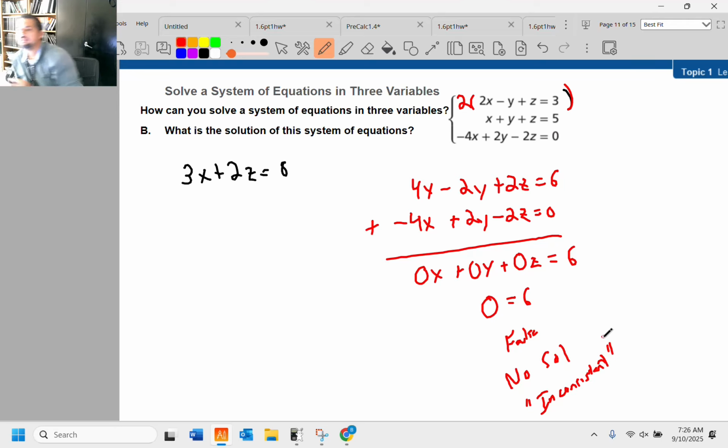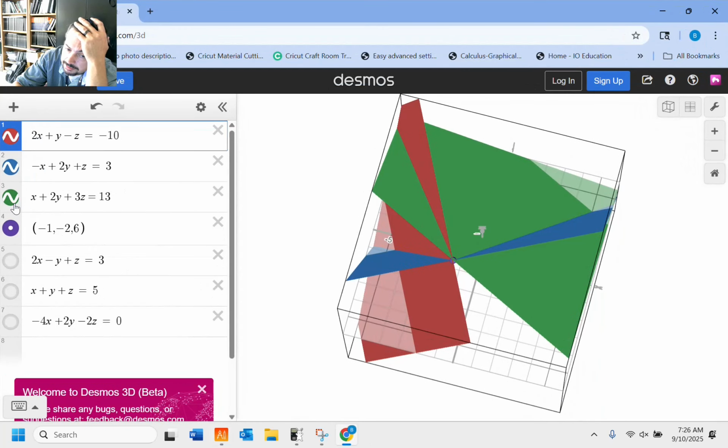Now let's take a look at this. Now remember, these things with 3 variables are what we call planes. They're flat surfaces. What this means is all 3 do not intersect. It doesn't mean that 2 of them might intersect. It just means all 3 of them do not intersect. So let's take a look at what that looks like on good old Desmos.